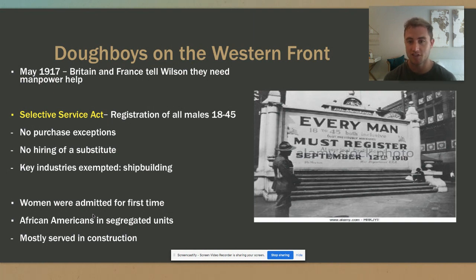We know that the Civil War was drastically unfair and the Vietnam War was drastically unfair, but in the World War, we do it right in the sense that there's no purchase exemptions. You can't hire a substitute. And it was more difficult to get out of the draft than it was in Vietnam. Women weren't drafted, but they could come serve in non-combat positions. African Americans served, but mostly in segregated units, all in segregated units, and mostly in non-combat positions like construction and fortifications, etc.